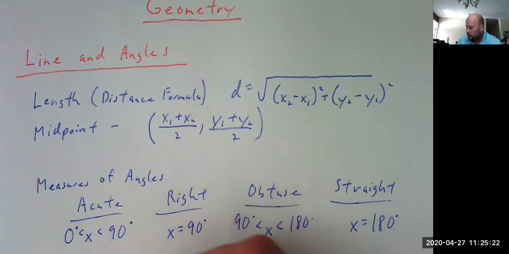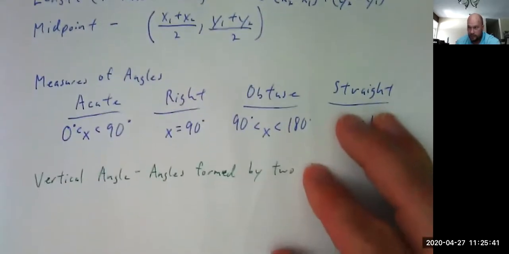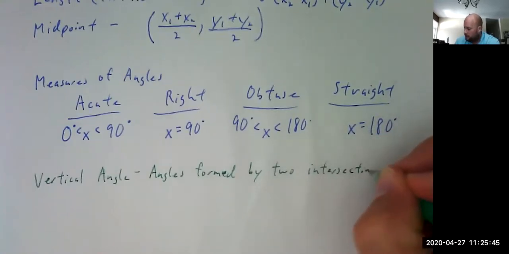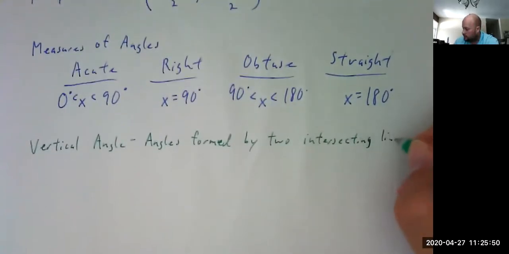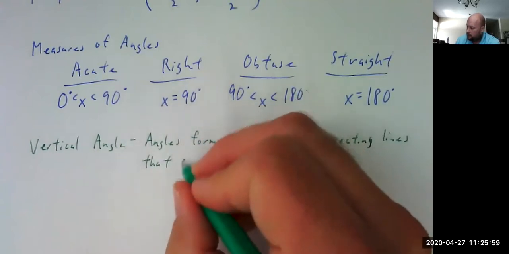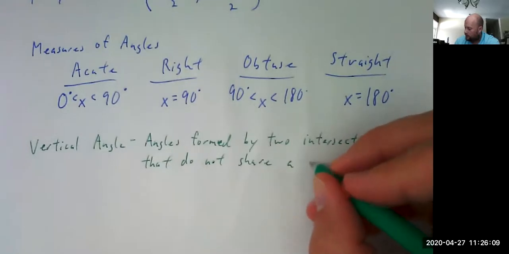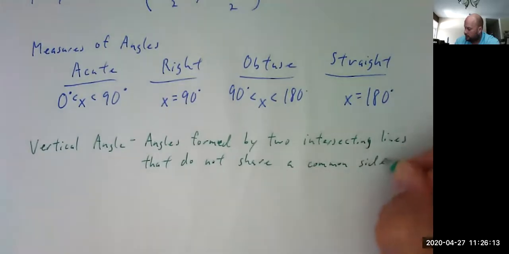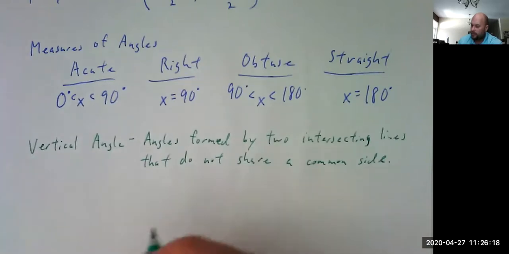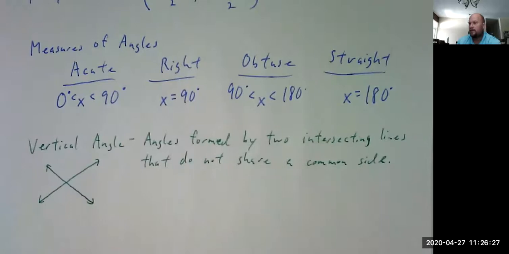So vertical angles. We're going to say angles formed by two intersecting lines that do not share a common side. So that's a basic definition for vertical angles. Some people think of them as angles that are opposite of each other, but again, it's when you have two lines intersecting, they're going to be angles that are opposite one another.